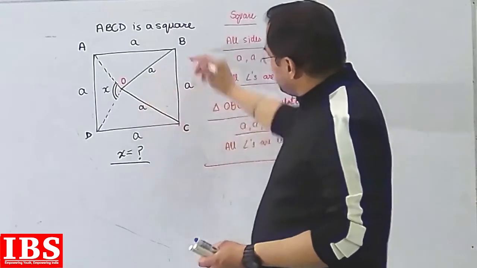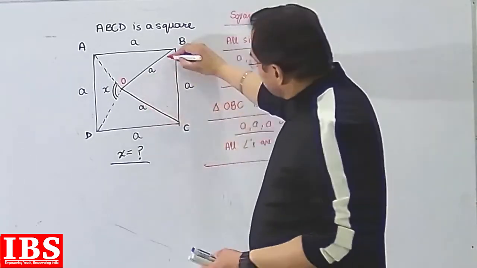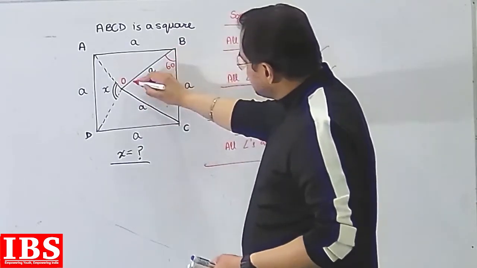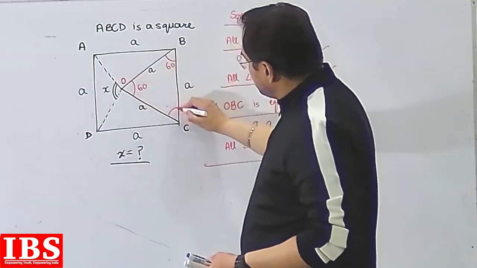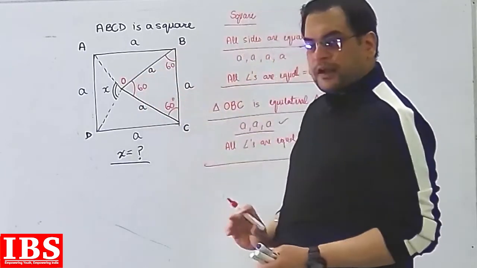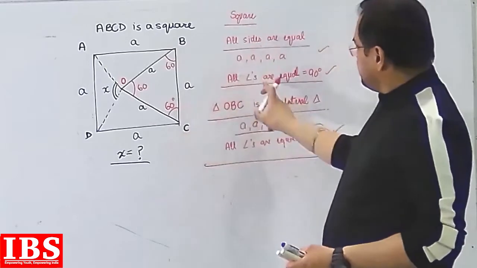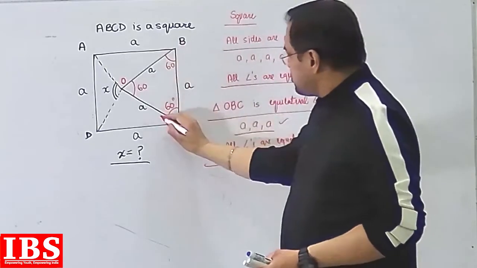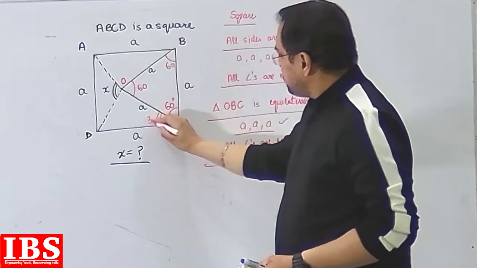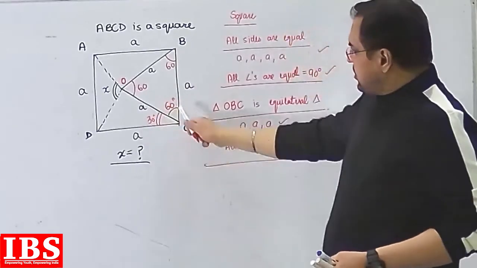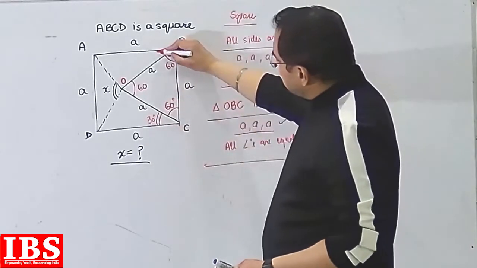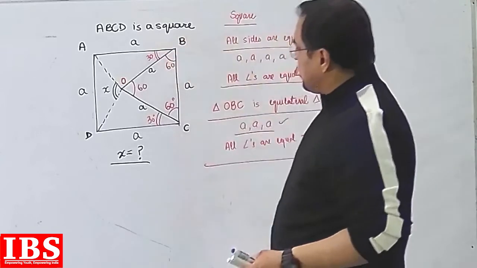So if this is A and A, this is an equilateral triangle. So each angle is 60, 60 and 60. Here is a 60 angle, and we know that each angle is 90. So here the leftover portion is 30 because the total was 90. 90 minus 60 is 30. So here is also 30. Here also 30. Okay.